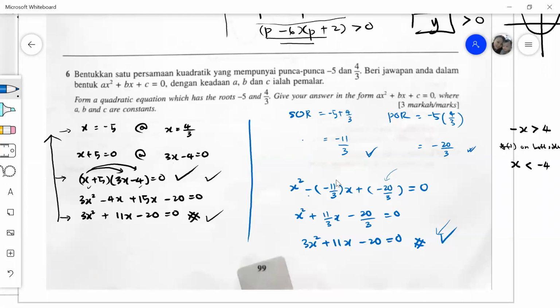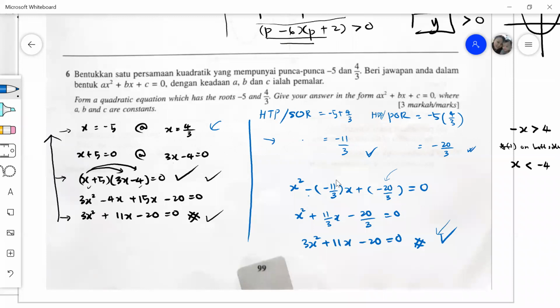Teacher, for the left hand side one, what if we use HTP, hasil tambah punca? Hasil tambah punca is sum of roots in English. Then hasil darab. No, I mean for the left hand side one, use hasil tambah, hasil darab punca? If you use the sum of roots and product of roots, it will be this on the right hand side. The left hand side is the other method.